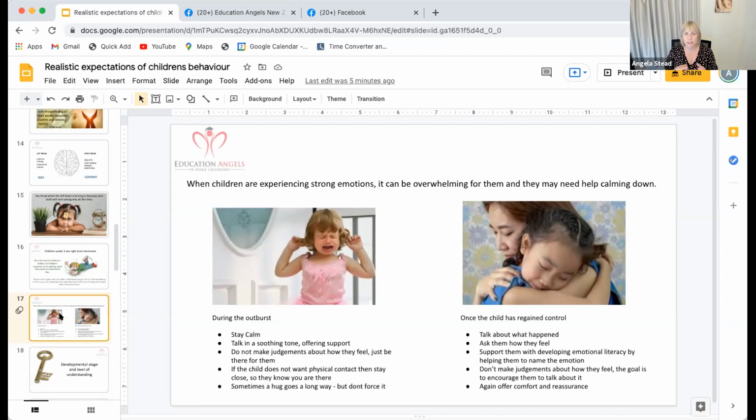So it's definitely a teachable moment, but it's more about teaching them the emotional literacy, giving them the words to express how they feel. You can talk about what happened and teach that outside of this situation.